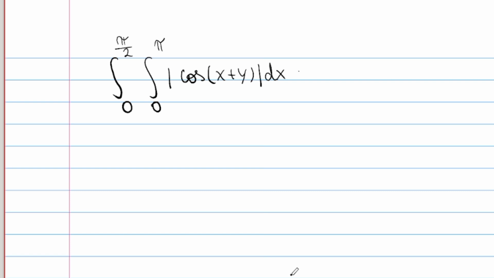Welcome guys, and today I'm going to solve this double integral, and there is something really interesting about it: the integral involves the absolute value of the function. But let me write this first. The integral from 0 to pi, and then comes the absolute value of cosine of x plus y, dx dy.